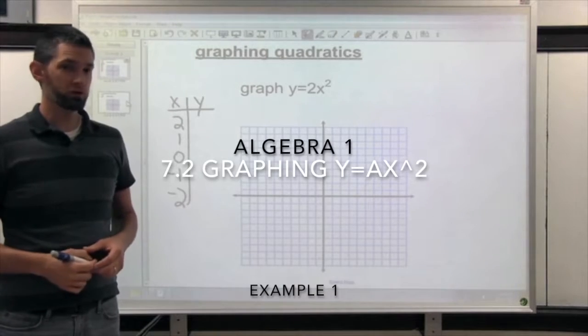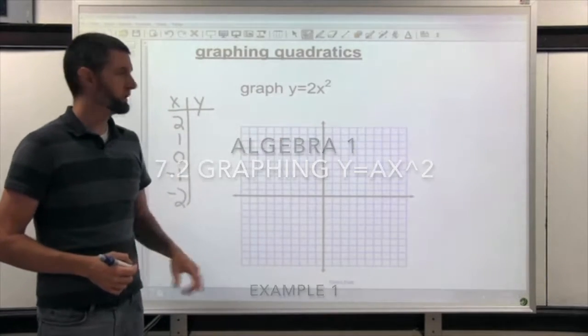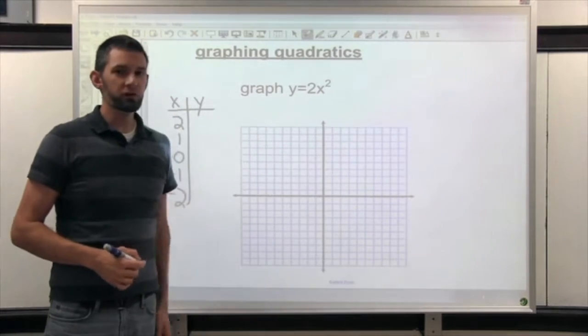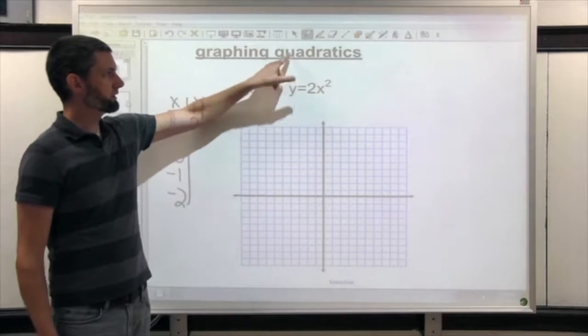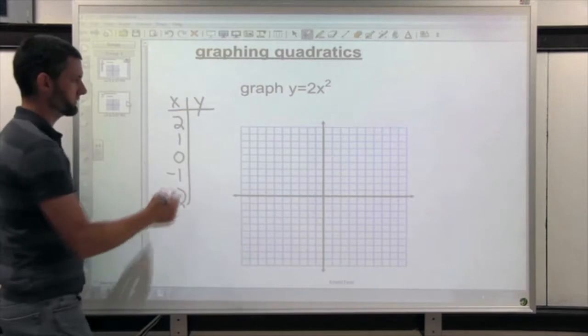So here we have an equation to graph that has an x squared. When they only have x's, those are linear equations, they make straight lines. But when they have an x squared, they're called a quadratic equation, and we're going to see what they make.